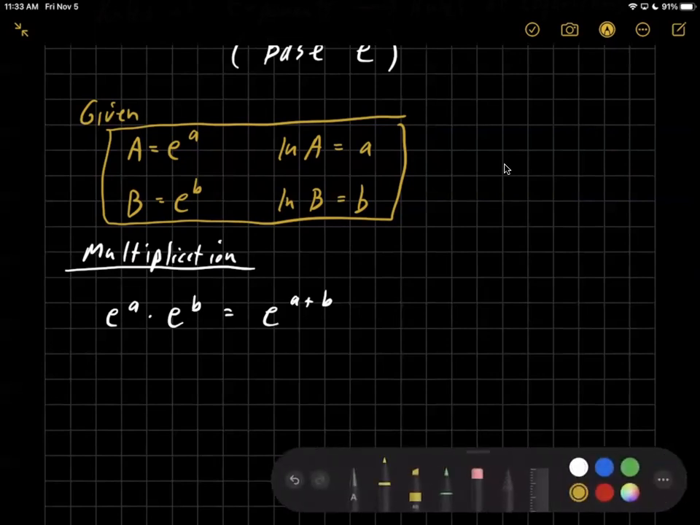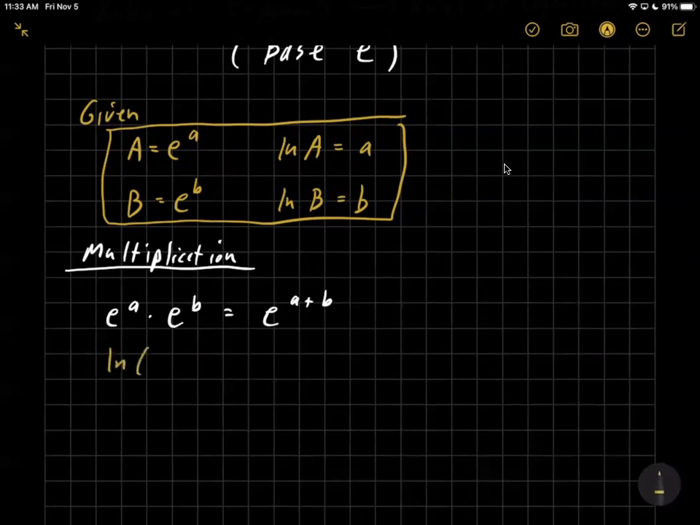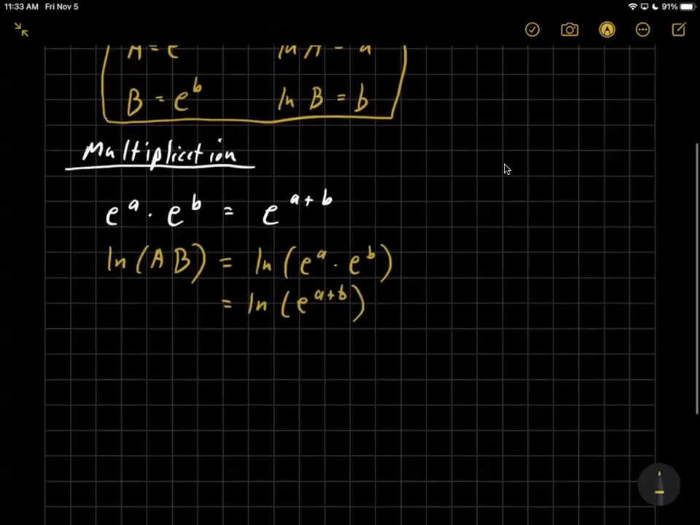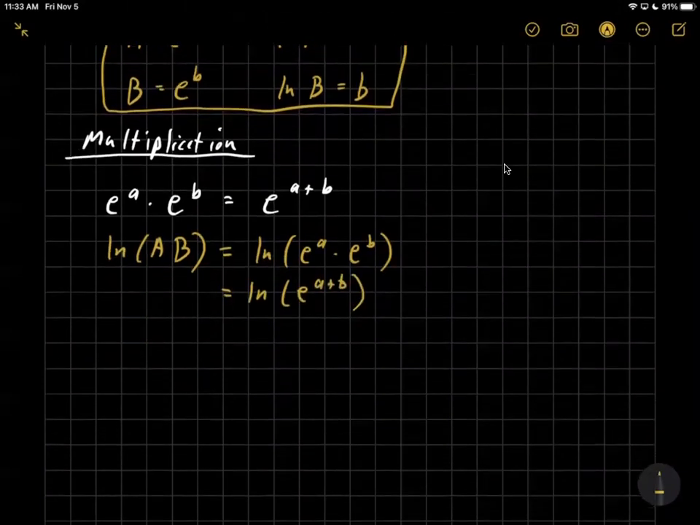Assuming you know that, we can turn that into a rule for logarithms. We can say that the natural log of capital A, capital B, big A, big B, should equal the natural log of e to the little a times e to the little b. So we're subbing in for capital A and capital B. If we continue along that logic, we can say this is the natural log of e to the a plus b. Since e is exponentiated to the a plus b power, when we take the log of it, we're just left with little a plus little b.